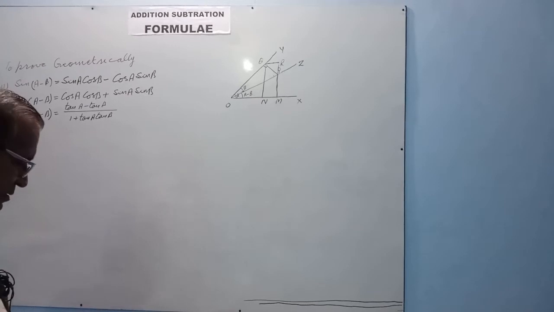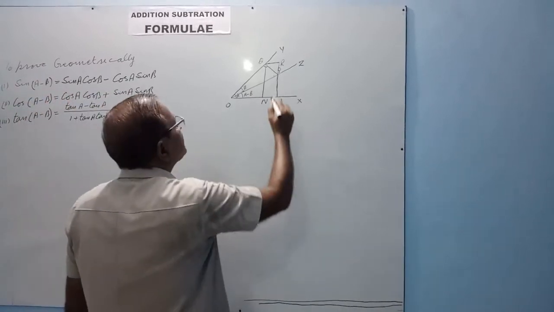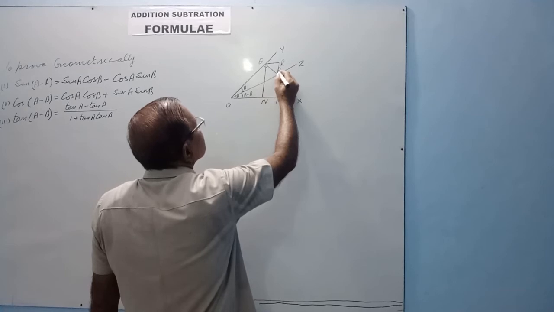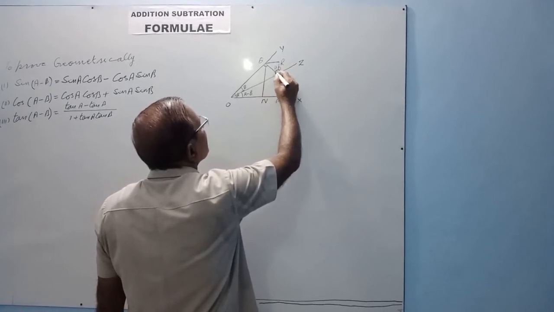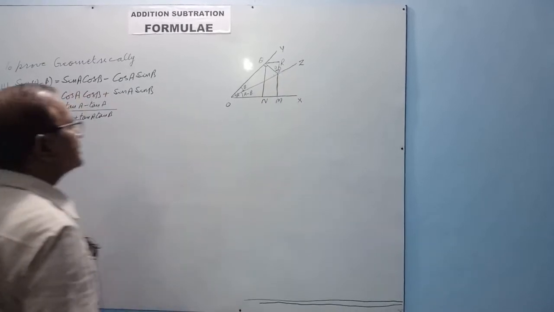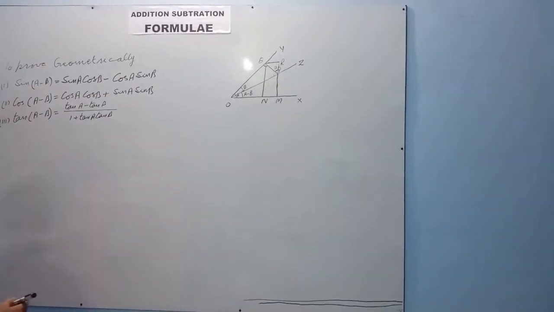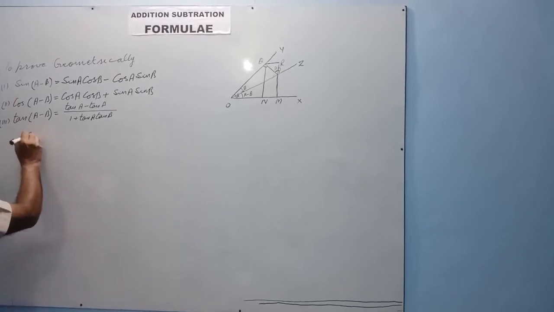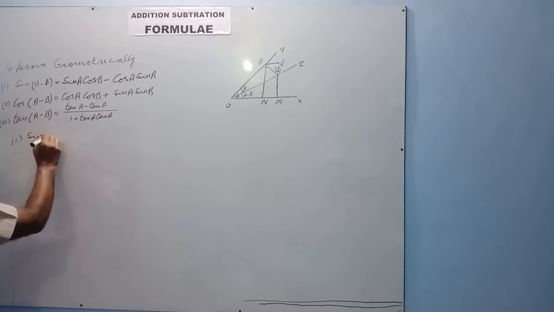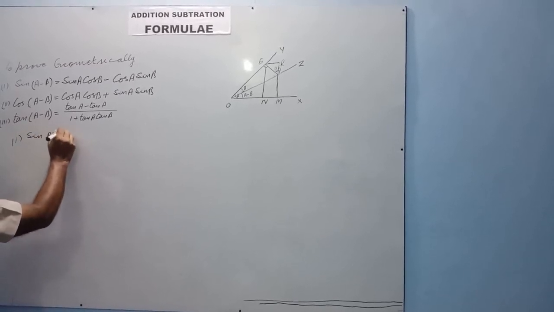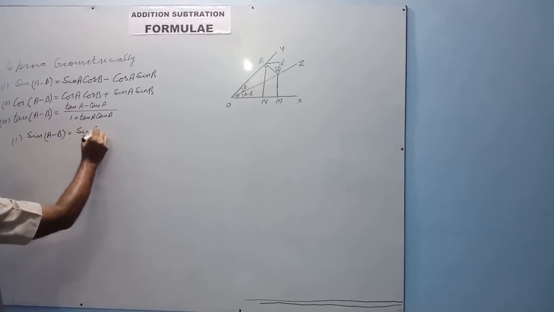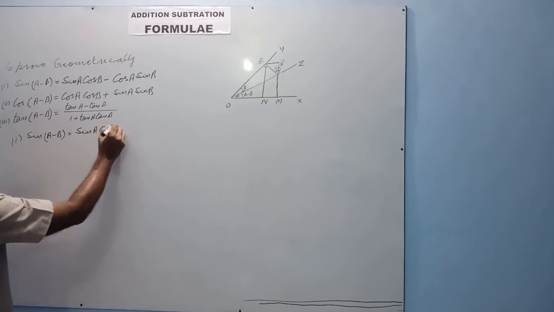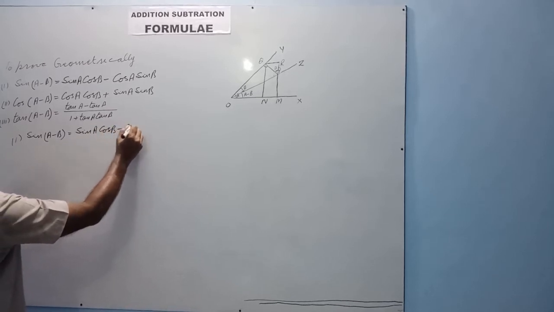So then you can write from the geometry of the figure. If this angle is A, from the geometry of the figure, this angle will come out to be A. So first I am going to solve sin(A minus B) equals sin A cos B minus cos A sin B.